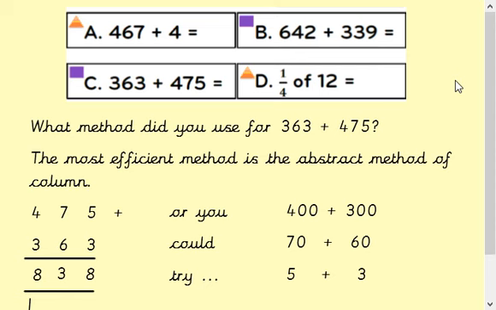The next question, what method did you use for 363 plus 475? Again, this is similar to the other question. What we've looked at in this question, though, is, is there a better way of ordering the numbers? And generally, we would always start with the largest number, the most significant number. So here, what I've done is I've reversed the order of the question. Doesn't make any difference to the answer, but just makes your life a little bit easier. So I've started with 475 and I've added 363 to it. Again, here you can see I've used the abstract method of column addition, and over here we've partitioned the numbers and added them together. So our answer then is 838.